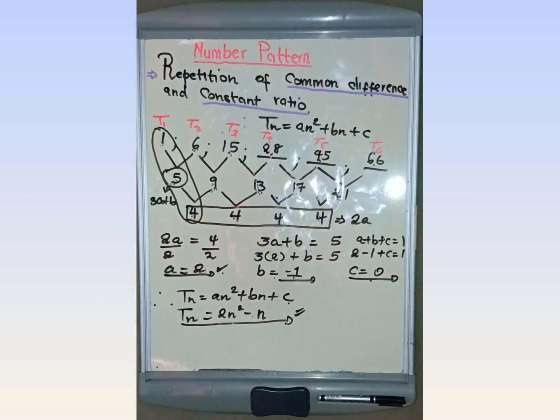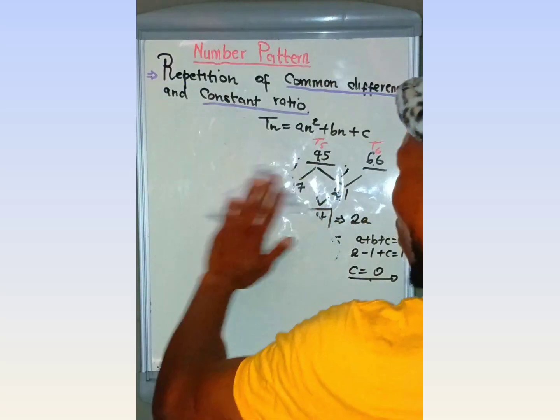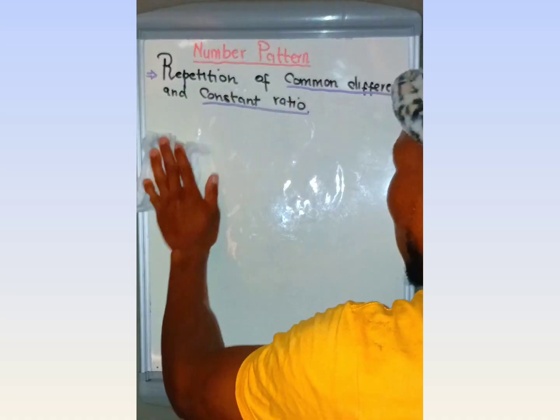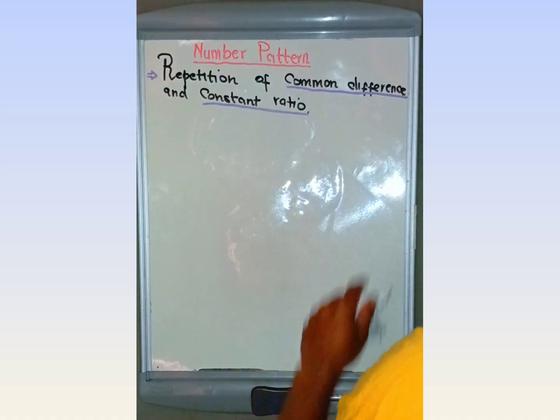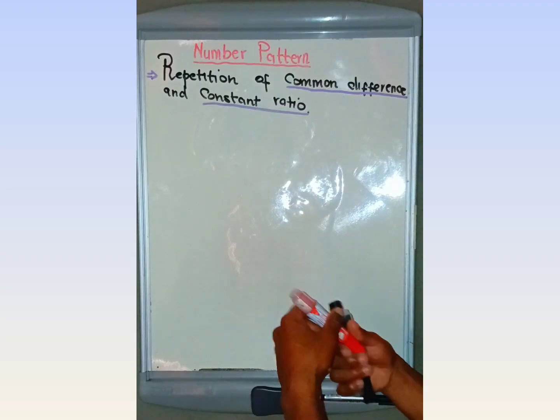Okay, all right. Now we are going to look at the arithmetic sequence. Therefore, it's very important to take notes of that. We have the arithmetic sequence for grade 12, whereby we are going to look at the repetition of a common difference, as well as the constant ratio. All right, therefore, we have the arithmetic sequence.